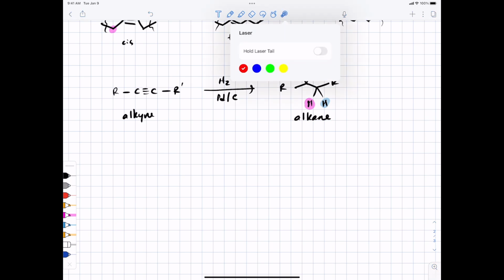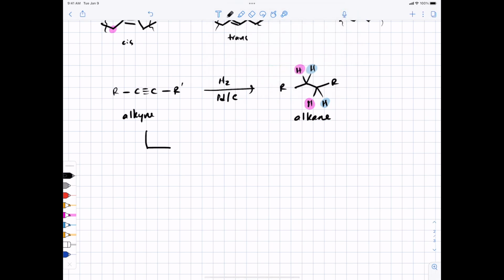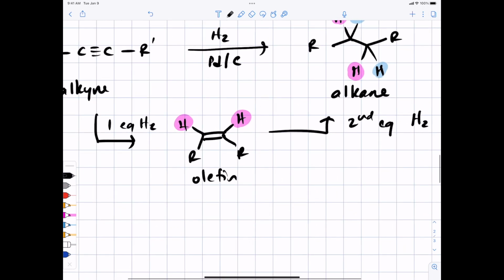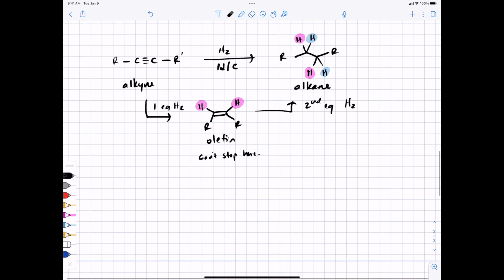Presumably, the way this reaction would go is you deliver the first equivalent of hydrogen to get the alkene or olefin product, but then you would deliver the second equivalent of hydrogen to get to the alkane. All right? So, and the point is, if you use the regular palladium catalyst, you can't stop here. All right, so what are the strategies for doing that?